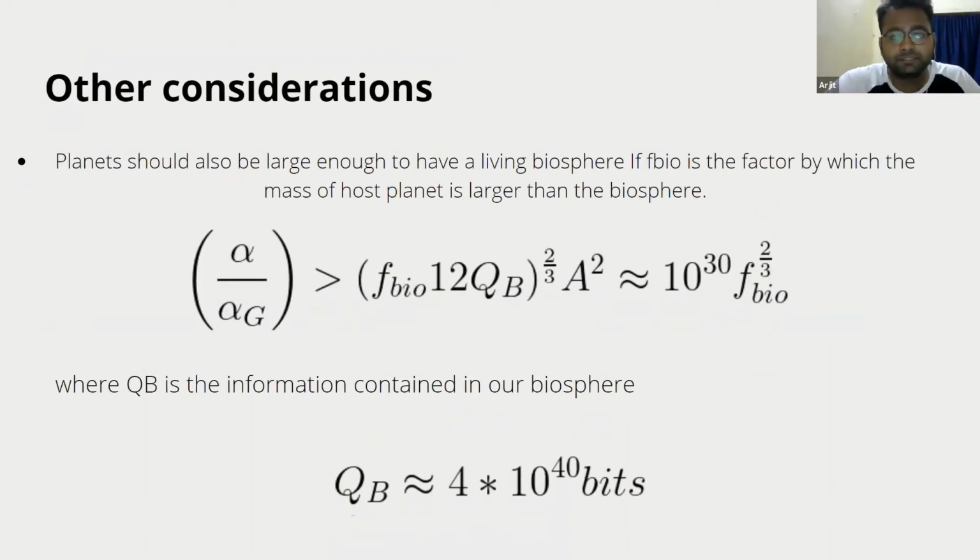Another consideration comes from the fact that the planet should also be large enough to have a living biosphere. So if F bio is the factor by which the mass of the host planet is larger than the biosphere, this gives us the constraint that alpha by alpha G should always be greater than F bio times 12 times QB to the power 2/3 A squared, which is approximately equal to 10 to the power 30 F bio to the power 2/3. And QB over here is the information content in our biosphere, which is approximately equal to 4 times 10 to the power 40 bits.